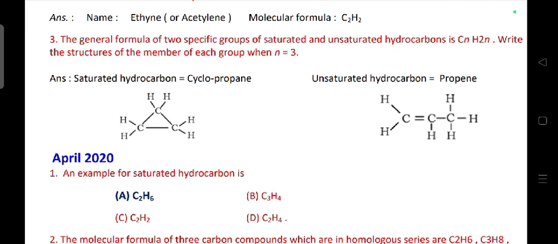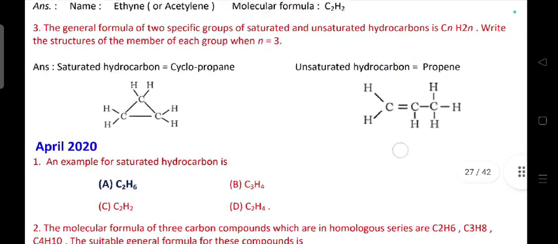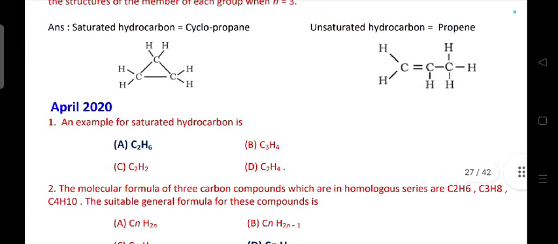Then, the general formula of two specific groups of saturated and unsaturated hydrocarbons is CnH2n. Write the structural formula of a member of each group when n is equal to 3. So here, the saturated hydrocarbon is cyclopropane, that is C3H6. Here, the unsaturated hydrocarbon is propene, C3H6 only, but it is propene. So that means the double bond will come here, and here a single bond. So that is the 2019 paper done.